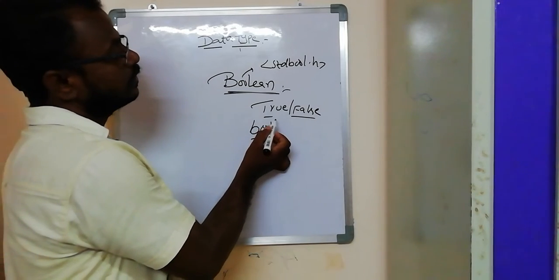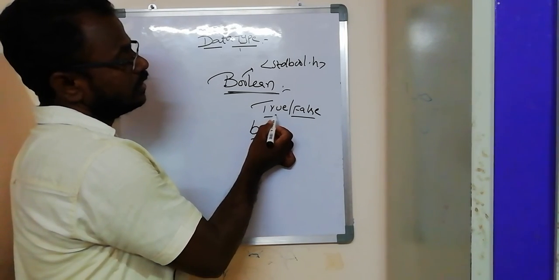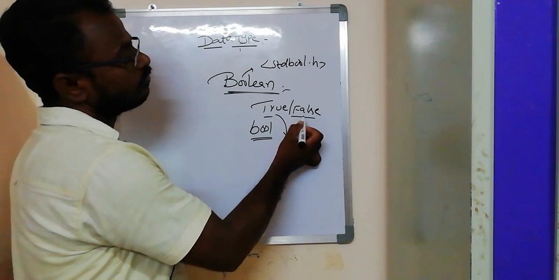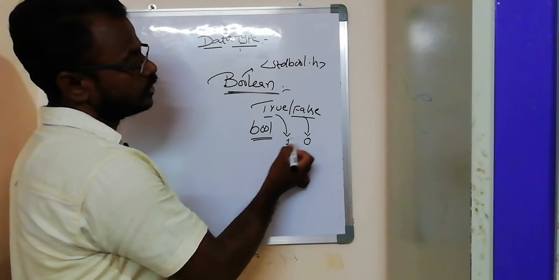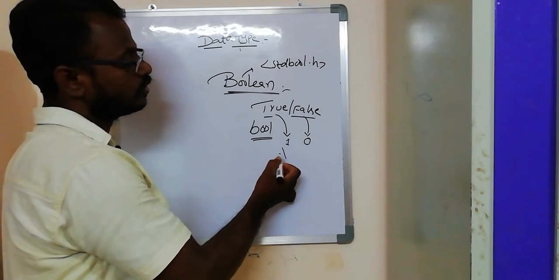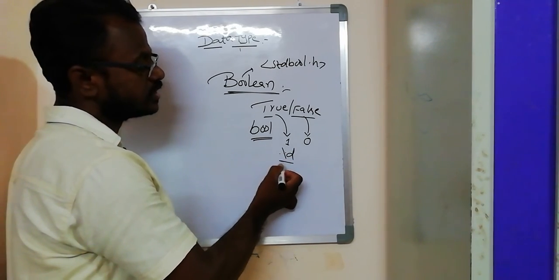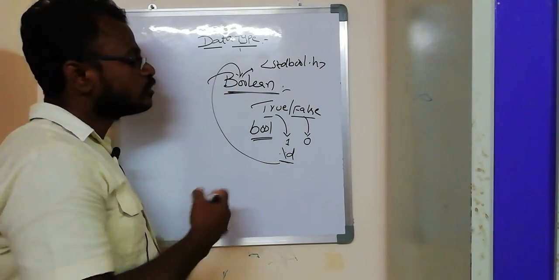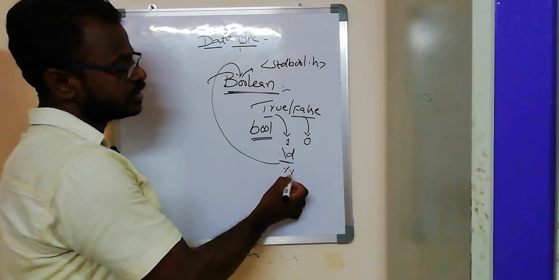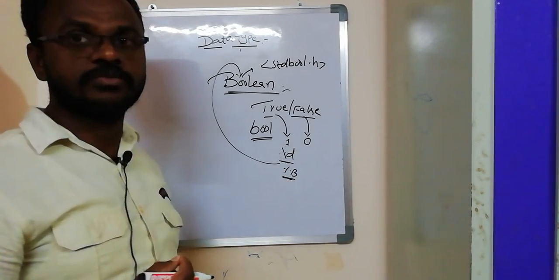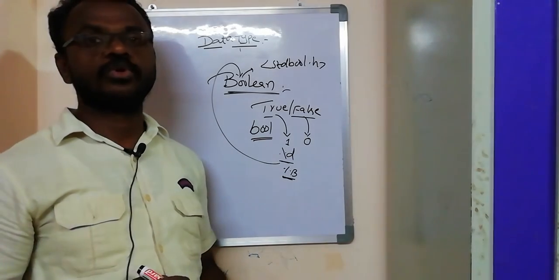So, see, true is accepted as the number 1 and false as 0. In this case, we can print 1 and 0 using the format specifier %d for Boolean. Somewhere %b may also be accepted in a C program.